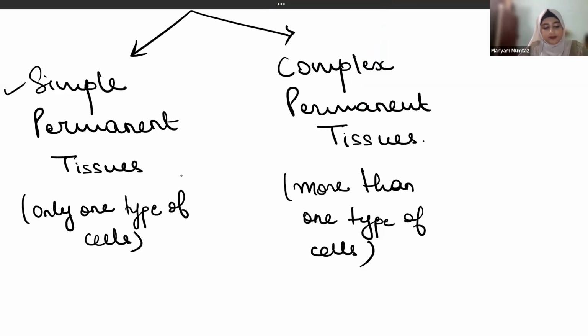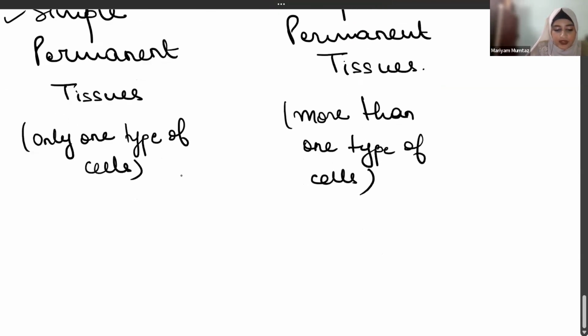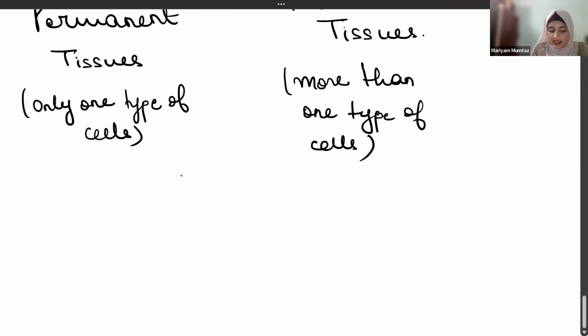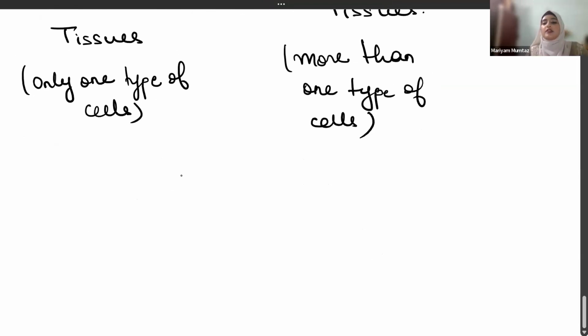Okay. Now, see, in the simple permanent type, there are a few layers of cells which are beneath the epidermis. Epidermis, you understand? Epidermis is the outermost layer of the plant. So a few layers of cells present just below the epidermis are generally simple permanent tissues.